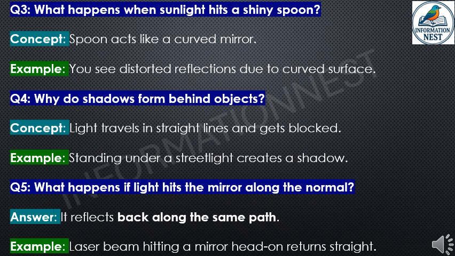Question number five. What happens if light hits the mirror along the normal? This one is cool and simple. If light hits the mirror straight on, along the normal, it reflects right back along the same path. It's like a laser beam doing a perfect U-turn.